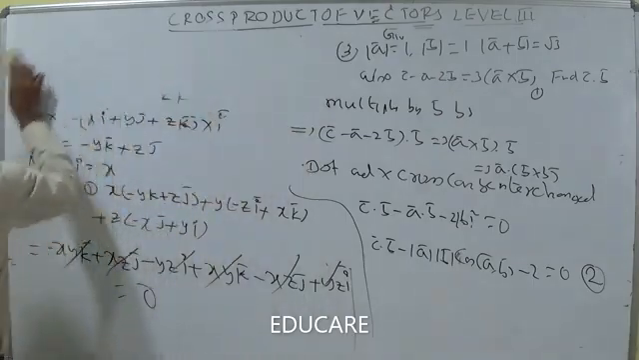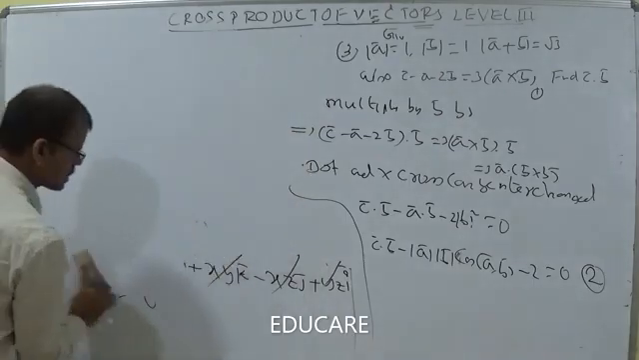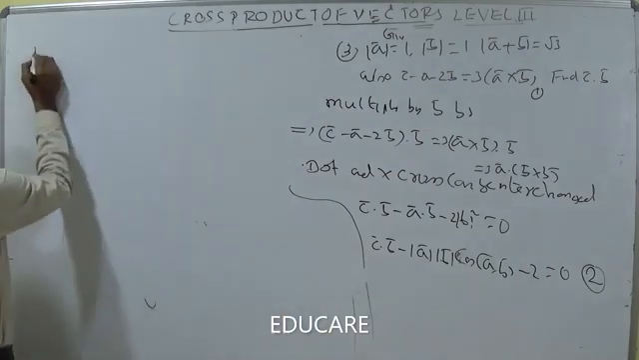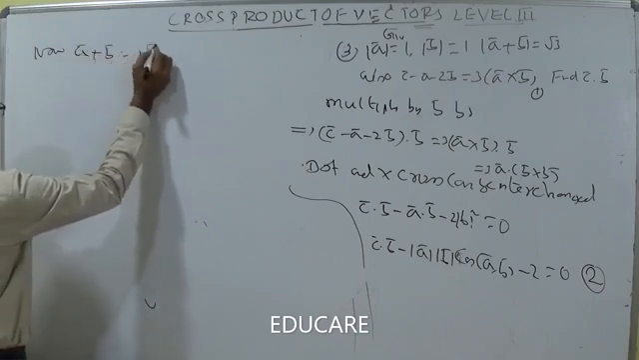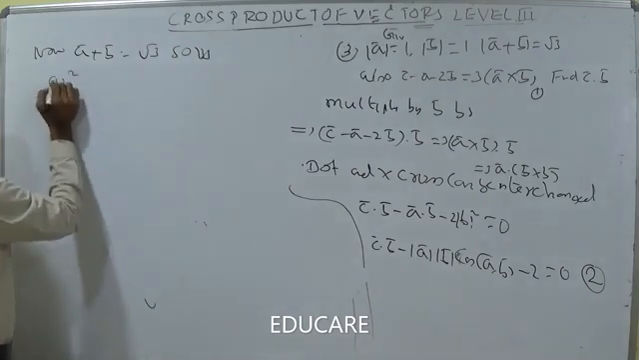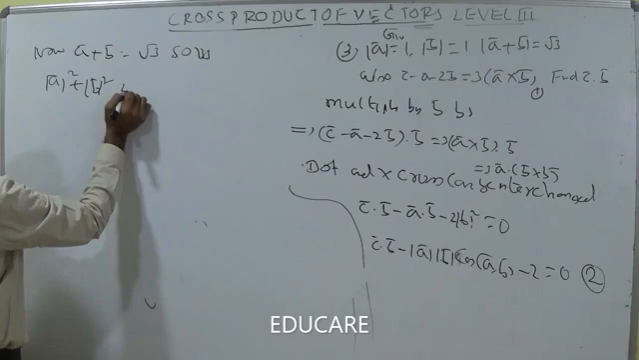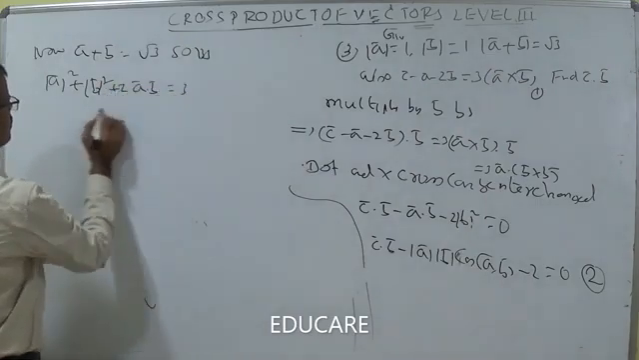Using the second equation, and using the already given data a bar plus b bar equal to root 3, we can calculate the value of a bar dot b bar. Now the value a bar plus b bar equal to root 3 he gave. Squaring both sides, it becomes modulus of a square plus modulus of b square plus 2 into a bar dot b bar equal to root 3.